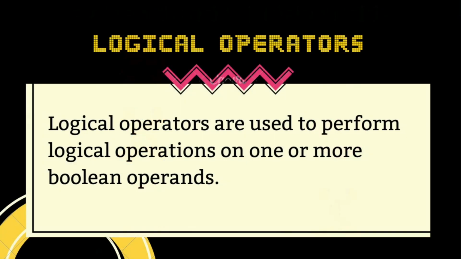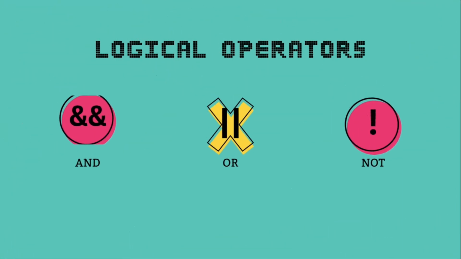Logical operators are used to perform logical operations on one or more Boolean operands, values that are either true or false. Logical operators include and, or, not. Two ampersands is the AND operator, which returns true if both operands are true, otherwise it returns false. The OR operator, or two vertical bars, returns true if at least one of the operands is true. It returns false if both operands are false.